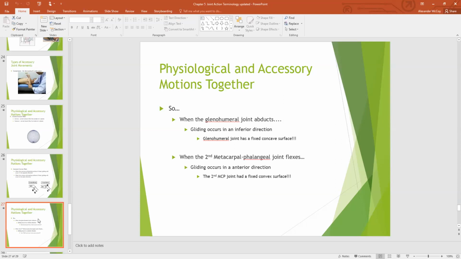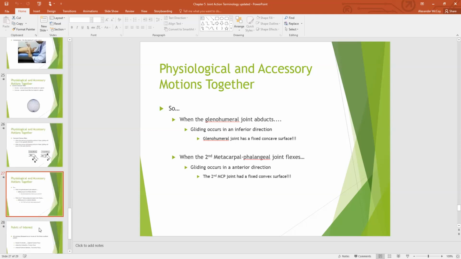Whenever you flex your pointer finger, gliding occurs in an anterior direction because the MCP joint has a fixed convex surface. And if you're like, oh man, you lost me there, don't worry. We'll talk about this again and again and again. I'm just planting a seed.